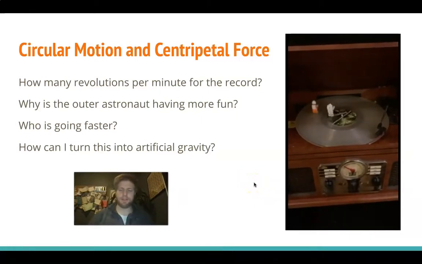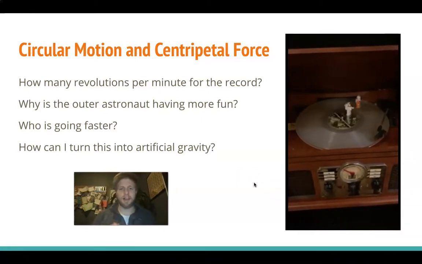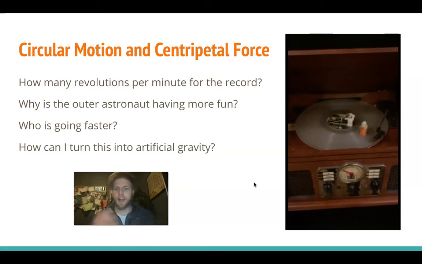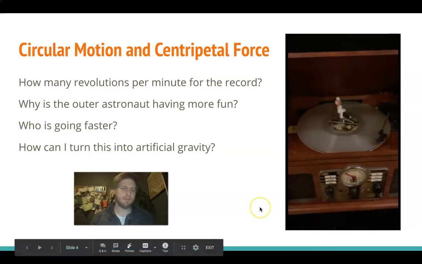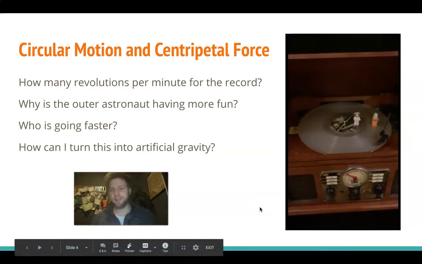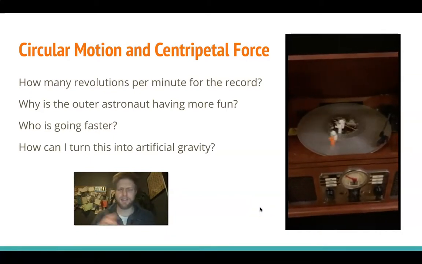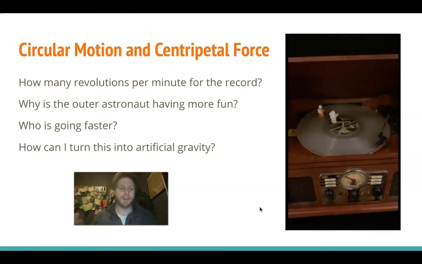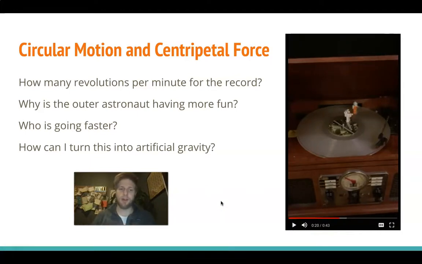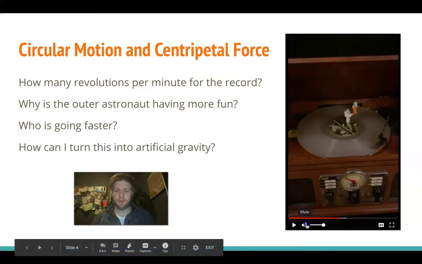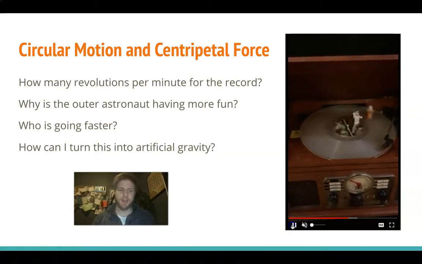Got a record player here, two little astronauts. First, how do we know how many revolutions per minute to make the record go at? There's the outer astronaut having a lot more fun than the inner astronaut. If you've ever been on a merry-go-round, you know the action happens the farther you get away from the center of the merry-go-round. Who's going faster? Maybe you can tell from the video. Who's going faster, the outer astronaut, the inner astronaut?